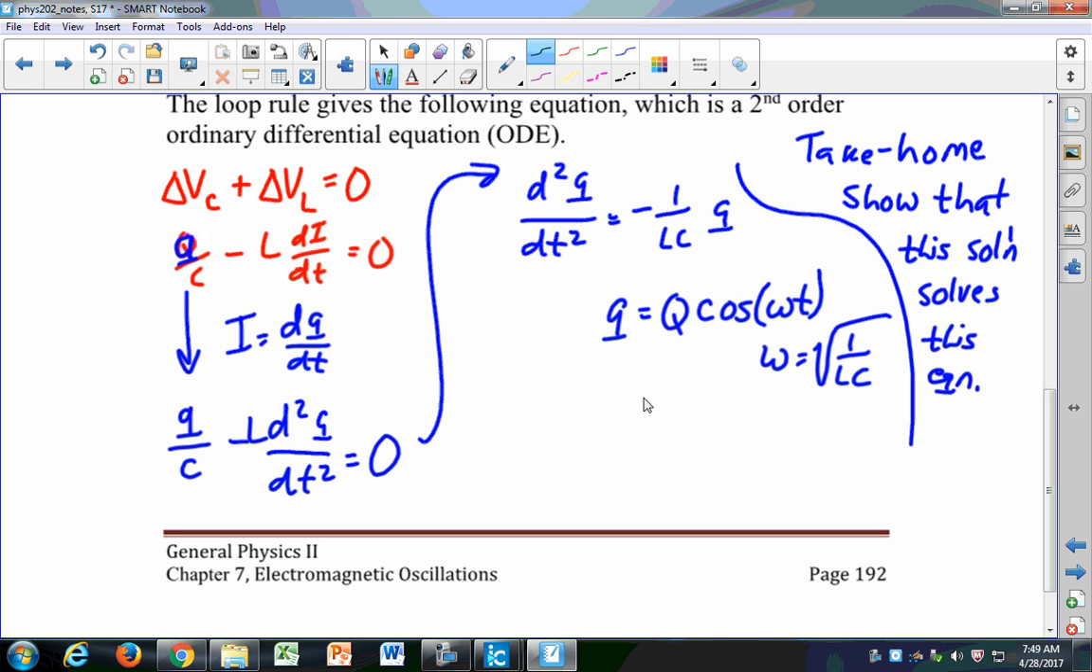differential equation. To do this, you take the first derivative of this and then the second derivative of this, because this is the value for Q, and so you do the second derivative of Q with respect to T, and then you show that that is equal to this whole thing. Now you'll need to plug in the square root of 1 over LC for omega, but you can wait till after you've done that second derivative.